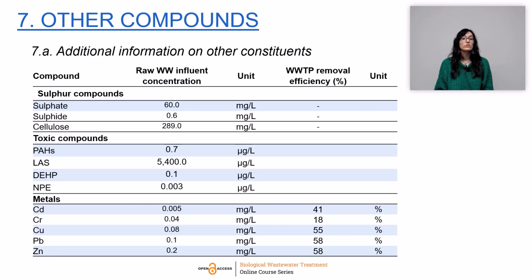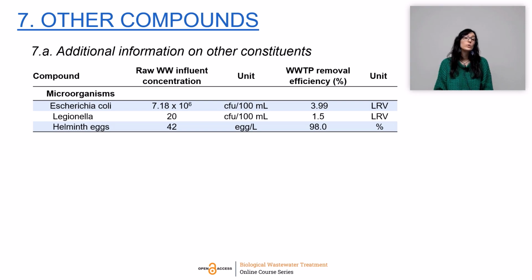We also know the concentrations of different metals in the raw wastewater, as well as the removal efficiencies of the plant. And we also have information on the concentrations of 3 different microorganisms, as well as the removal efficiencies of the plant, expressed in different units, including normal percentages and LRV, which refers to the logarithmic removal value.